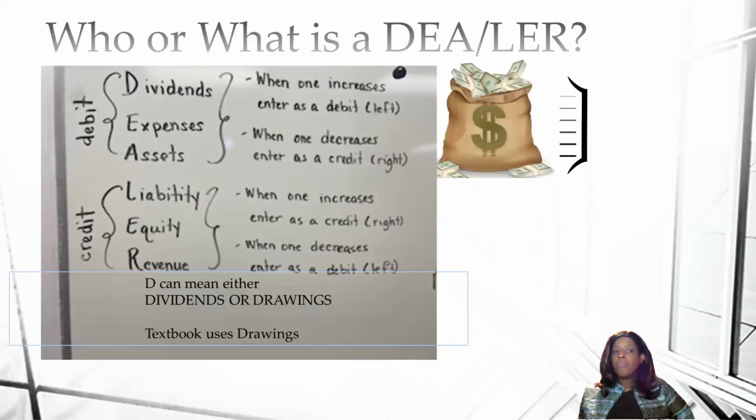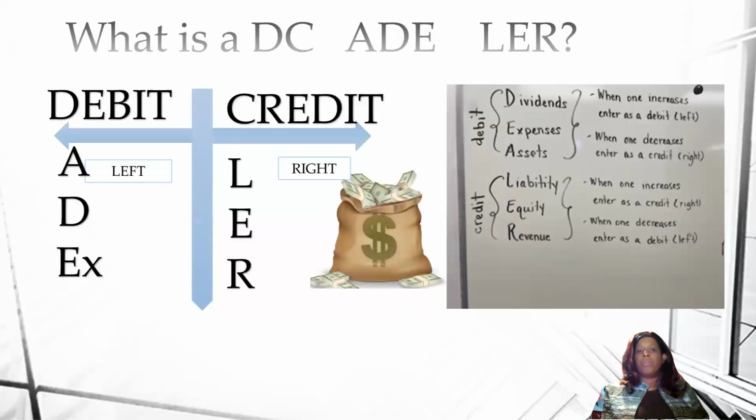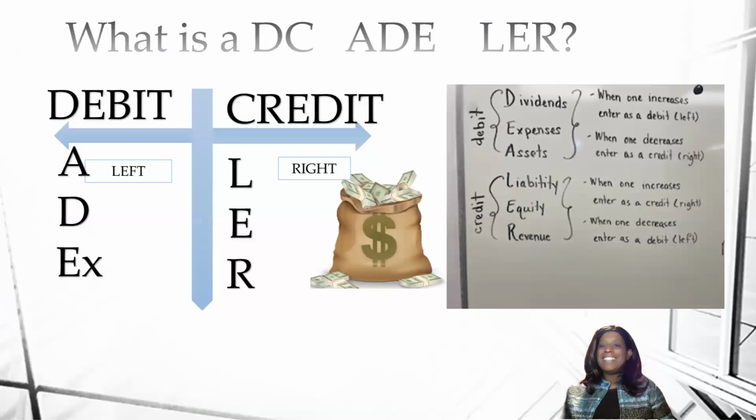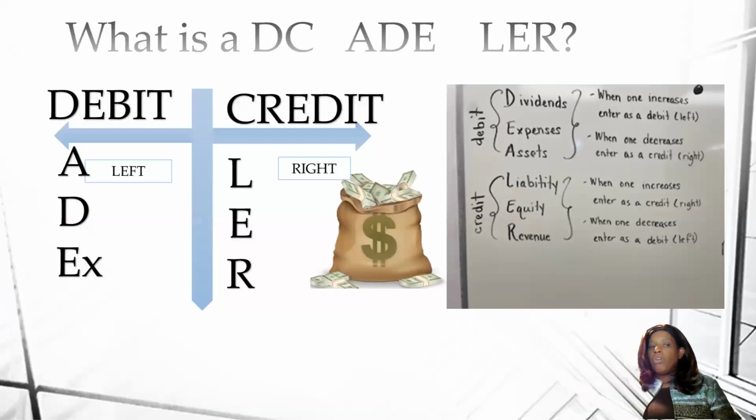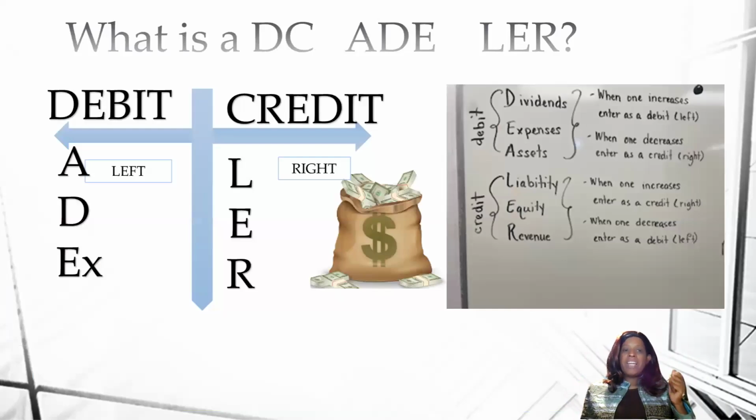So you remember DEALER so you can understand which accounts increase with debits and which accounts increase with credits. And this is applicable in all the accounting that you will do, or the bookkeeping. Now, let's look at the next acronym. Acronym number 2, DC ADE LER. What is that for? That is to remember debits and credits. So it's quite similar to DEALER. Everybody got that?